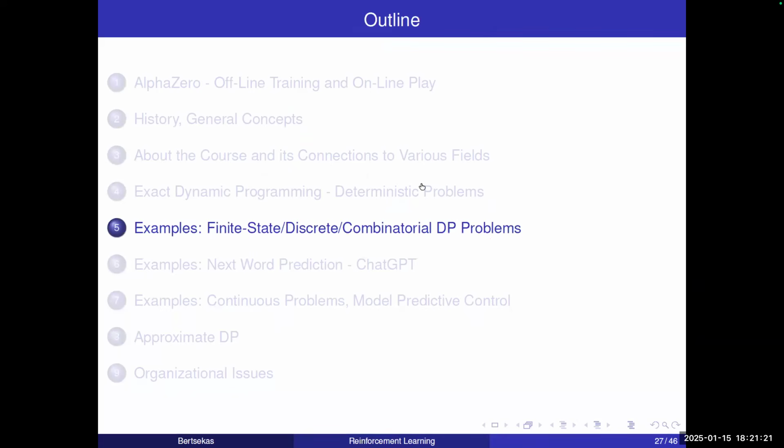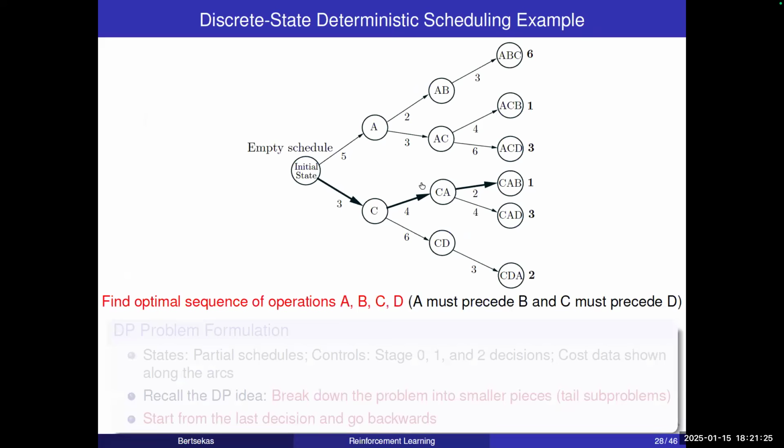Okay. Now let's get into some examples. Well, first consider a discrete state deterministic scheduling problem, whereby we want to find the optimal sequence of operations A, B, C, and D. We impose constraints that operation A must precede B, and C must precede D.